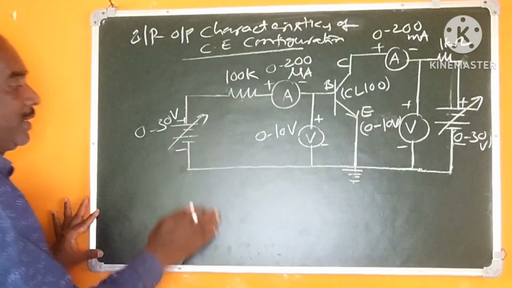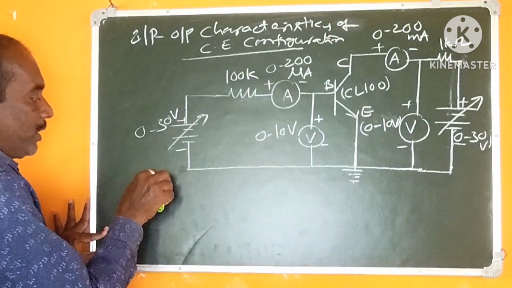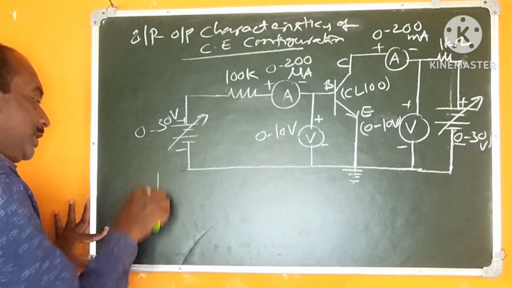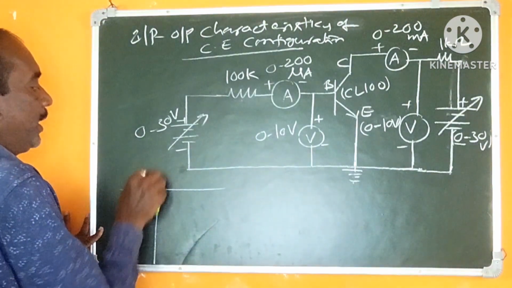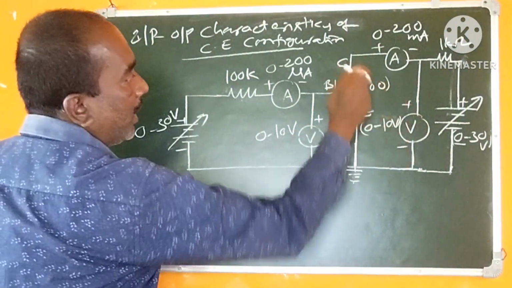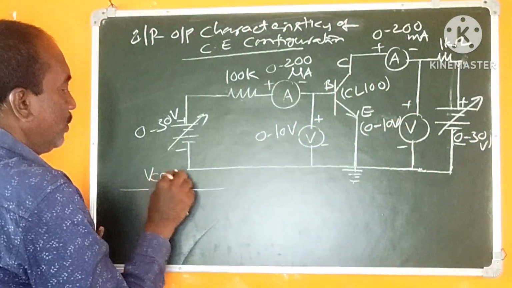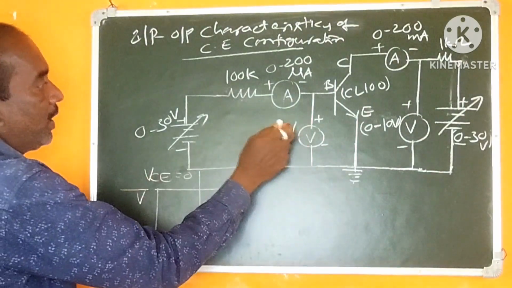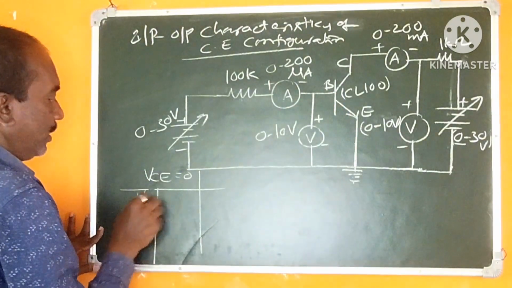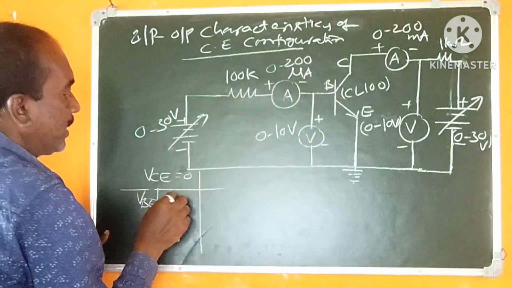Now for the input characteristics, this is the table for the input characteristic determination. VCE is to be maintained constant, VCE equal to 0 volts. For this, VBE is the base terminal voltage, and this is the base current IB.